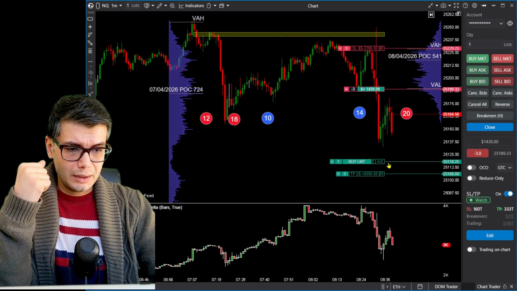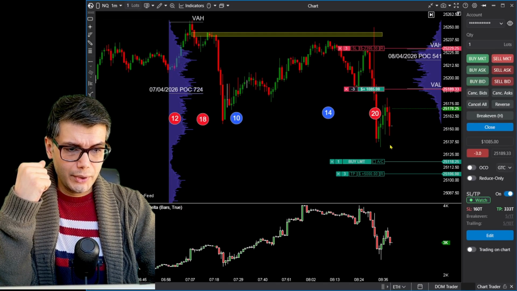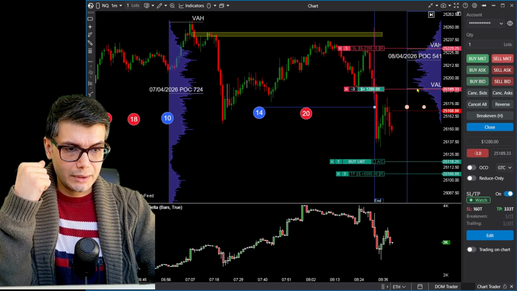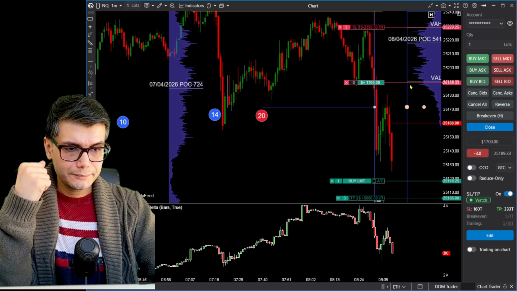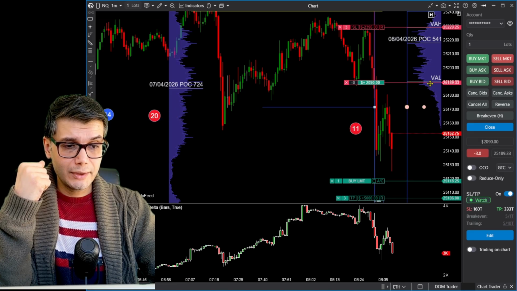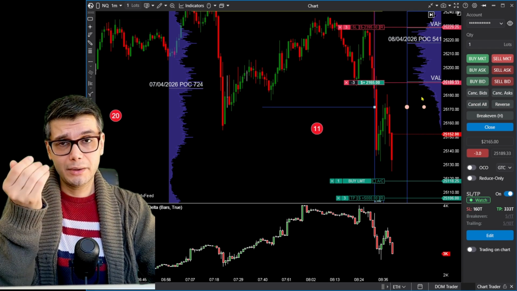Once I see a break below this level, I will move this stop all the way to this high. Look at the volume profile. The price is below the value area low. That is very bearish for Nasdaq.